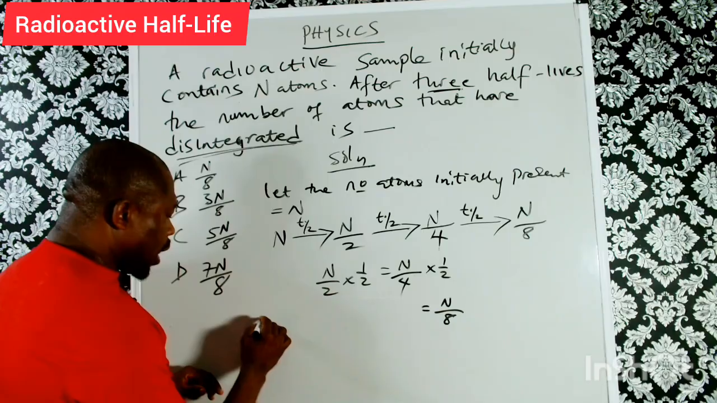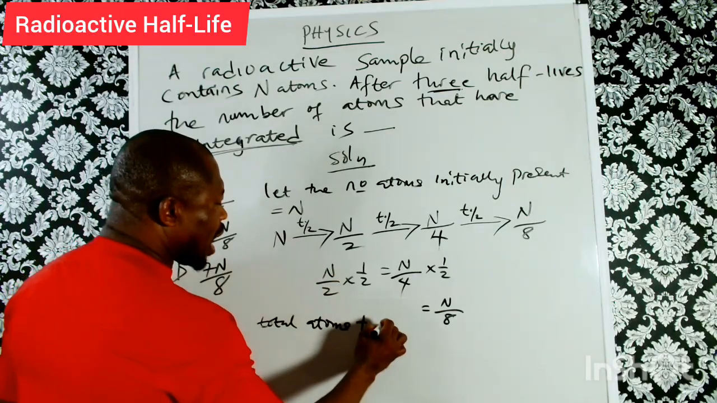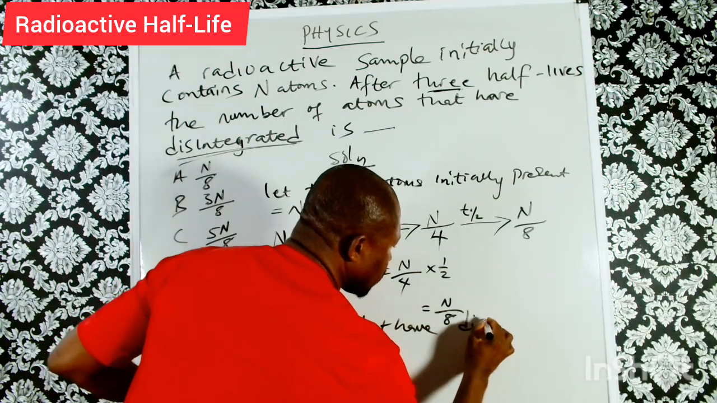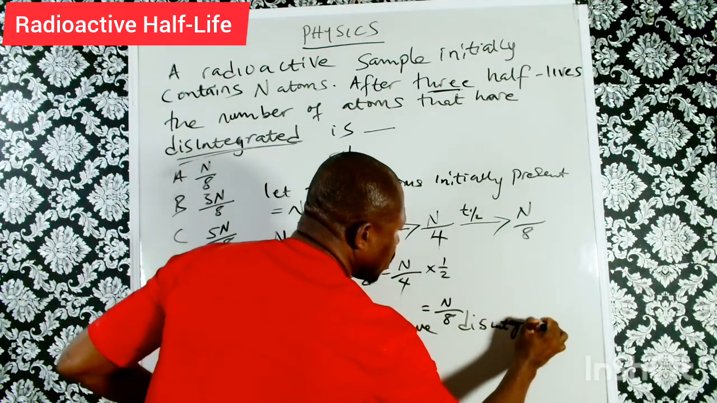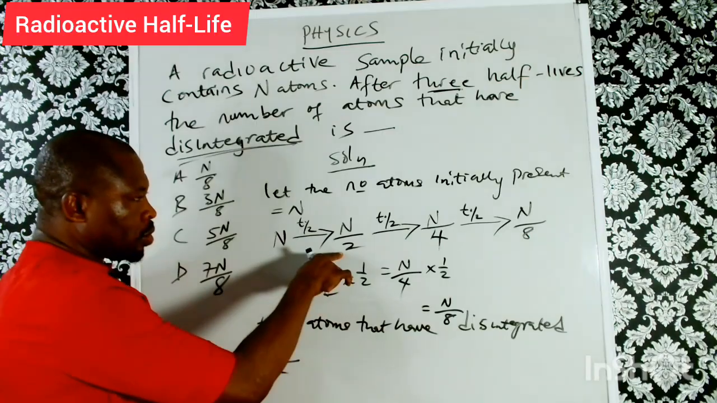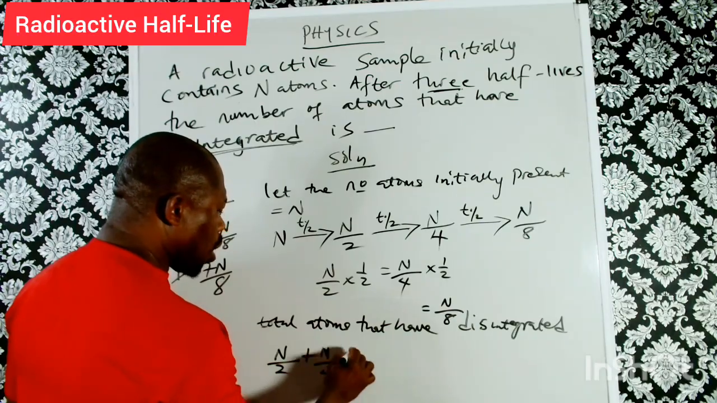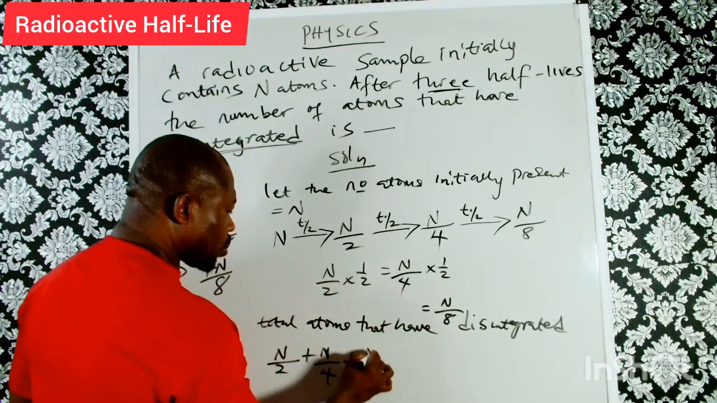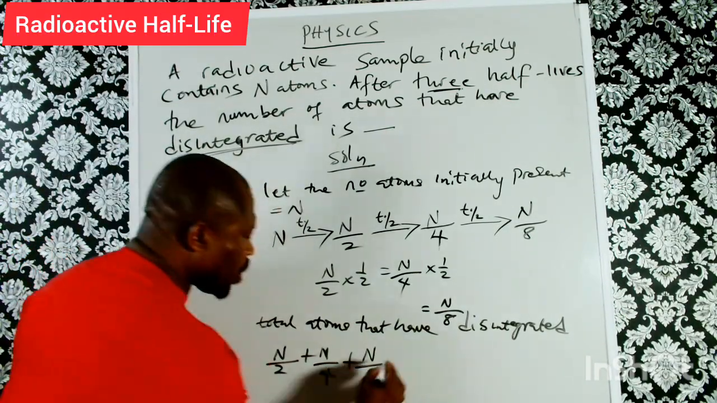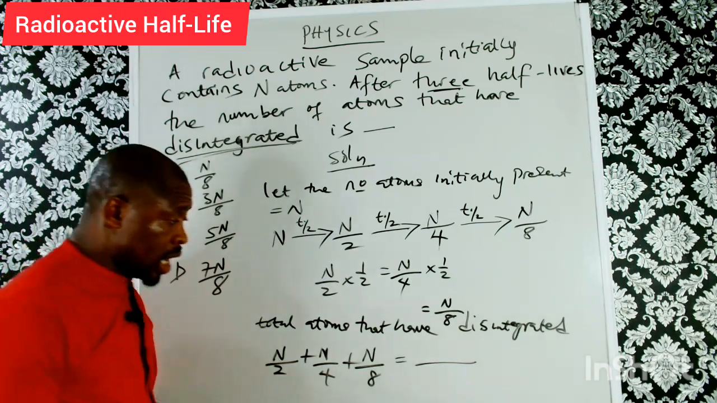We say, okay, total atoms that have disintegrated will now have n over 2 plus n over 4 plus what is remaining, which is n over 8. Now, of course, we'll take the LCM. If we take the LCM for 2, 4, 8, the LCM will give us 8.